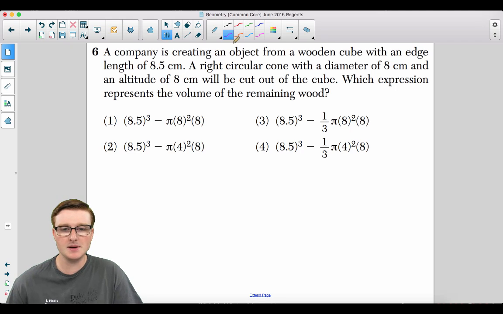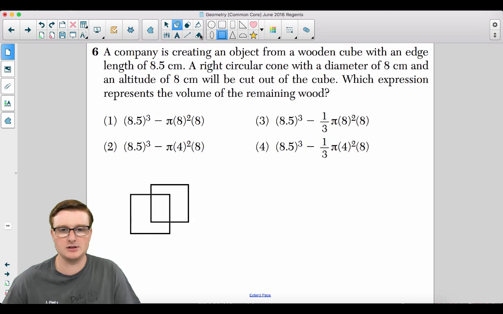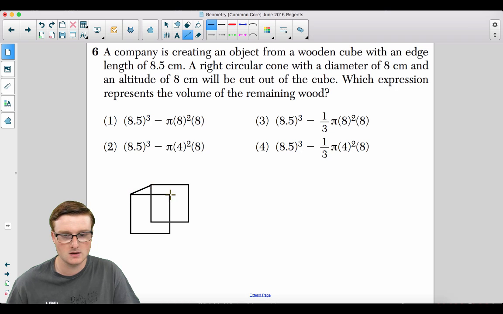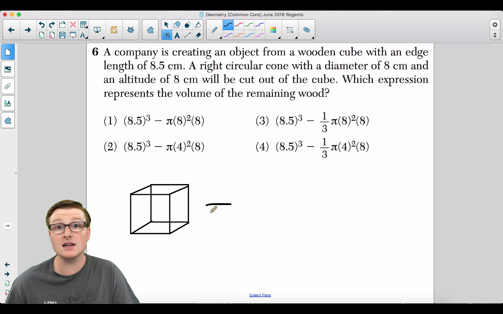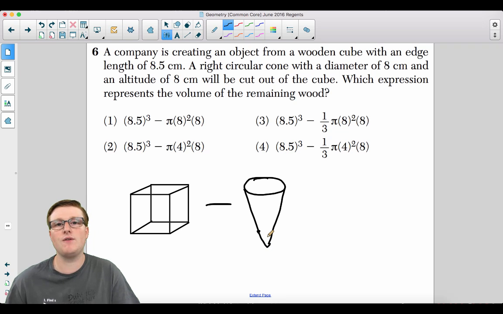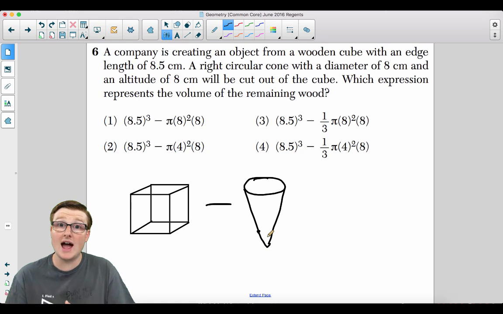Okay, number 6. A company has created an object from a wooden cube with an edge length of 8.5. A right circular cone with a diameter of 8 and an altitude of 8 will be cut out of the cube. Which expression represents the volume of the remaining wood? So basically what we're doing here is we are taking a cube, okay? I'm going to sketch a cube here real quick. All right, we're taking the cube, and we are subtracting away the volume of the cone, okay? That's what it's asking you. Can you take the volume of a whole block and then subtract the volume of the cone to get the remaining volume of the wood?